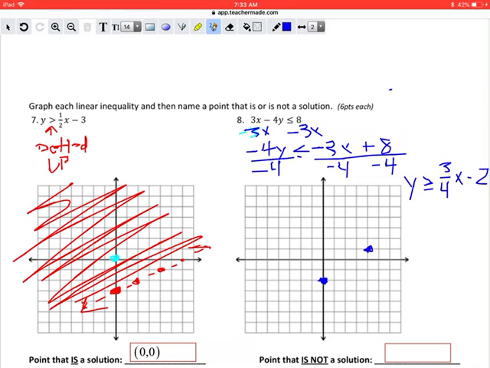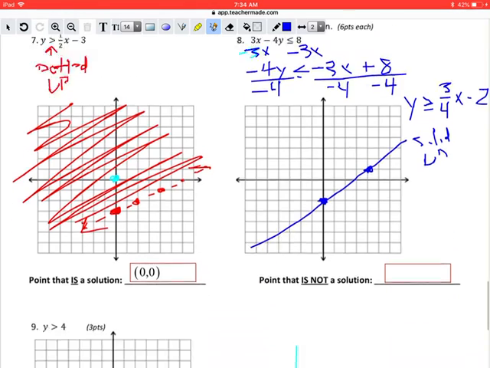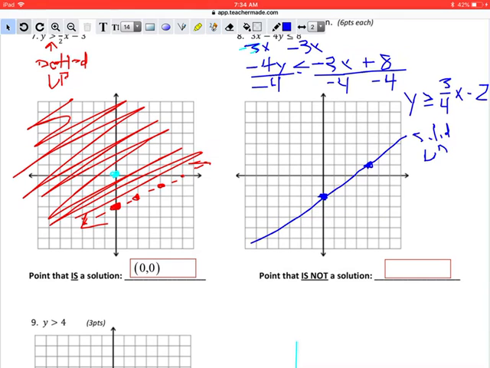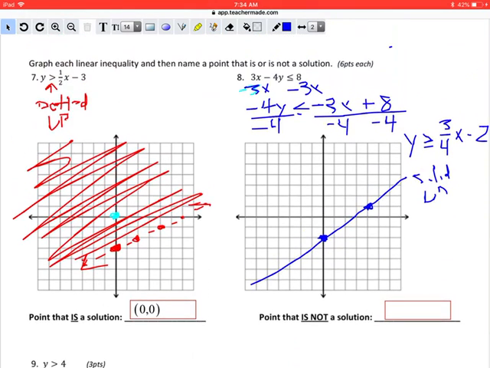This time it's a solid line because it's underlined, and I'm going up once again. So here's my line, and I'm going to shade up.